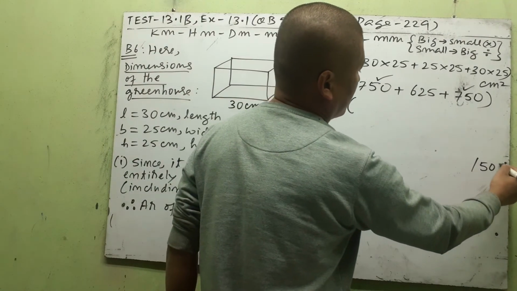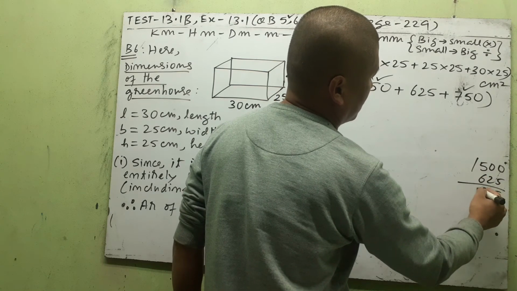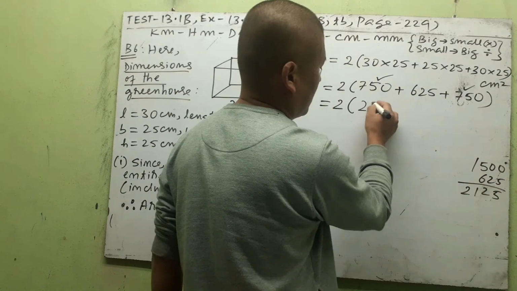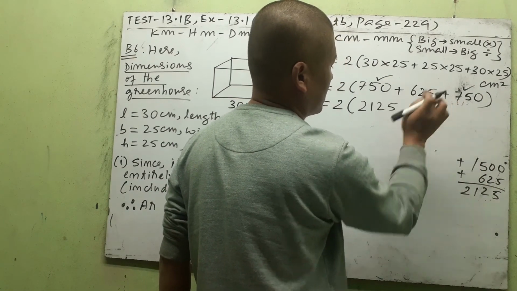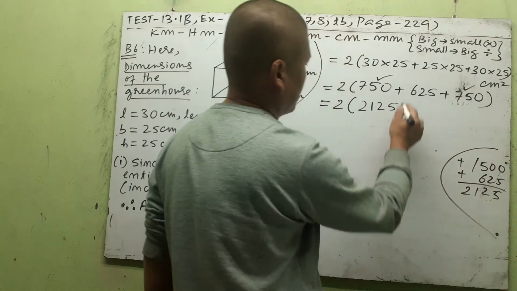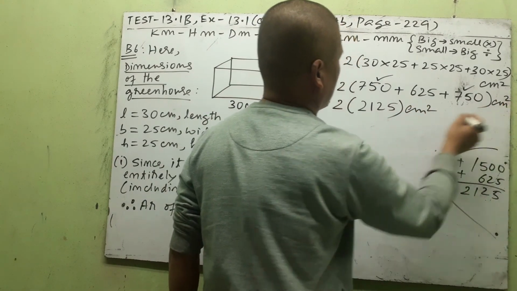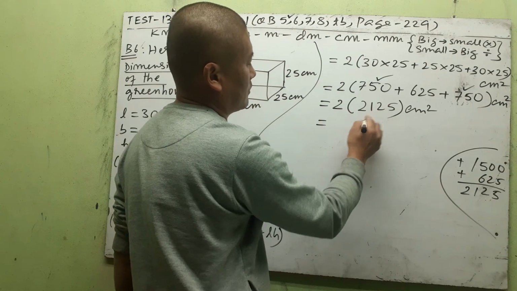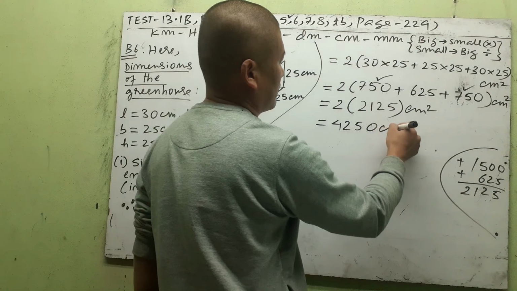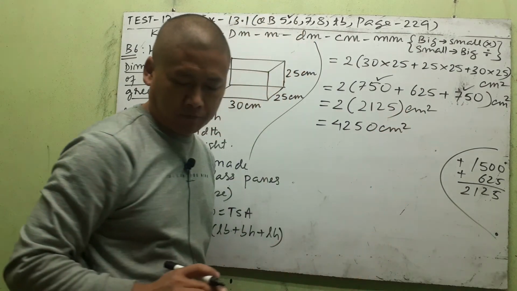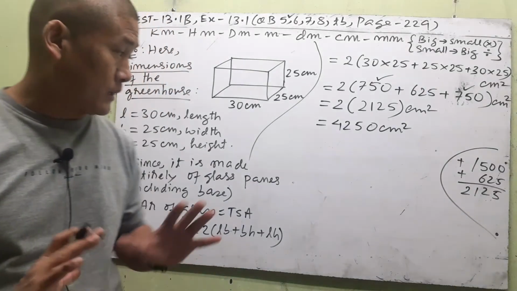So 1500 plus 625, 5 2 11 2. So 2125. When we add this, write centimeter square here also. So 2 5s are 10, 2 2s are 4, 5, 2 1s are 2, 2 2s are 4. So total area is 4250 centimeter square of glass area is going to be required.